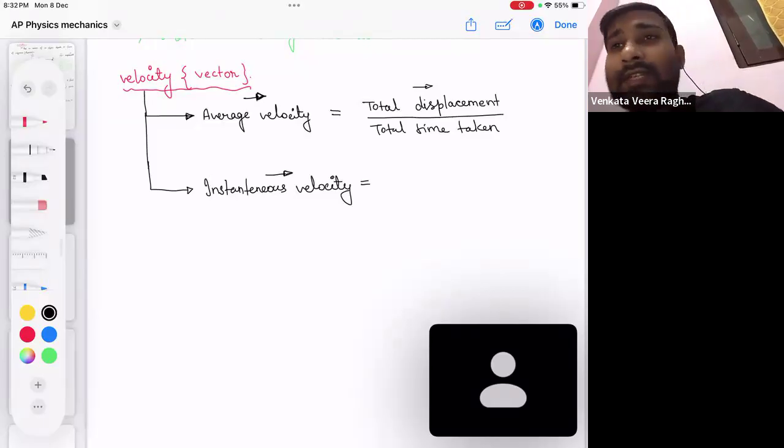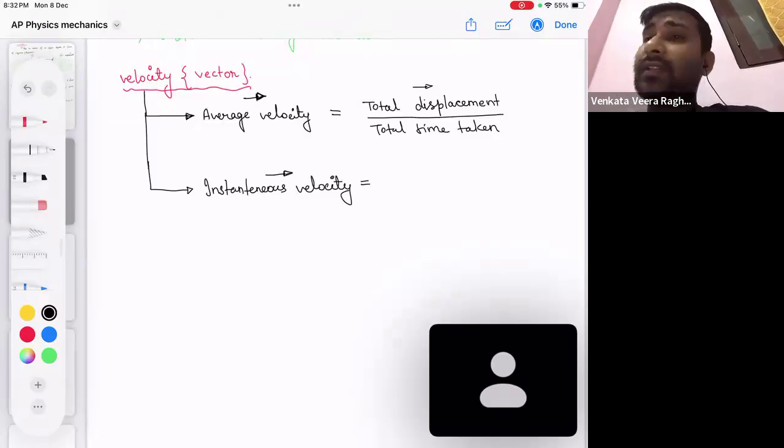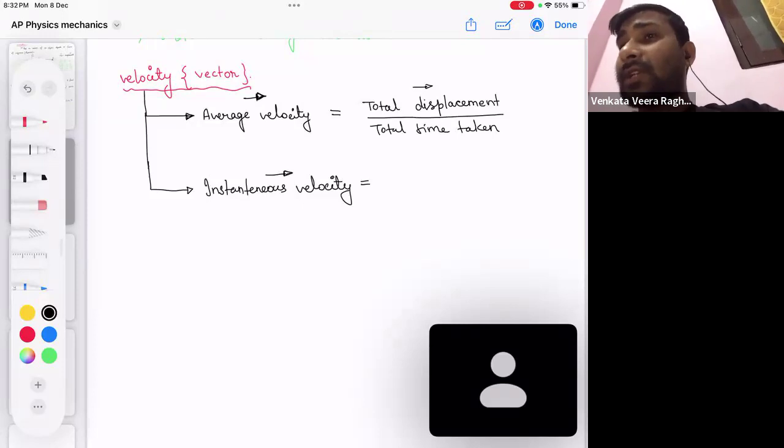So what makes velocity a vector? It's the displacement, isn't it? Why? Because total displacement is a vector quantity, and time is a scalar quantity, isn't it?